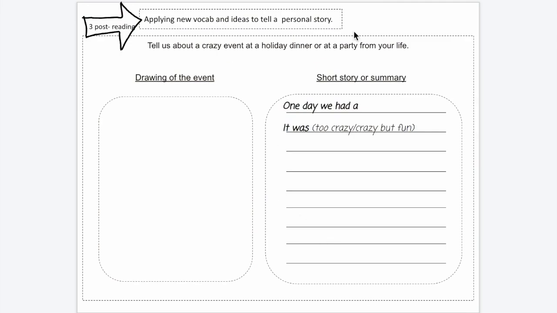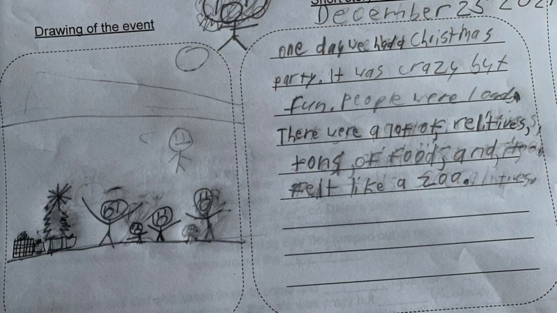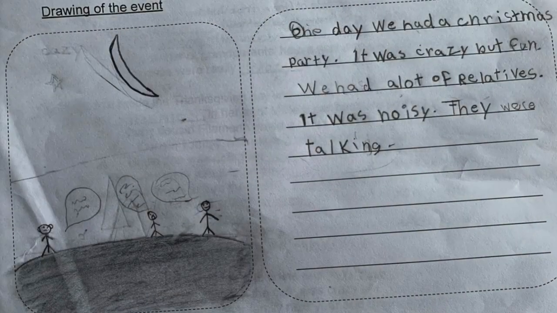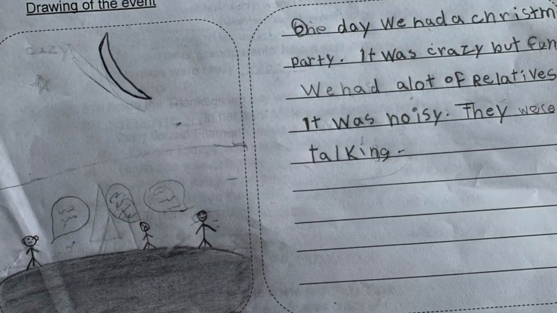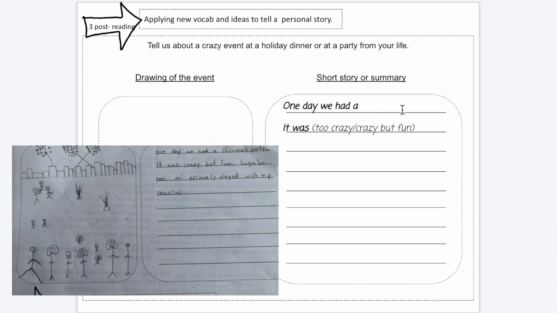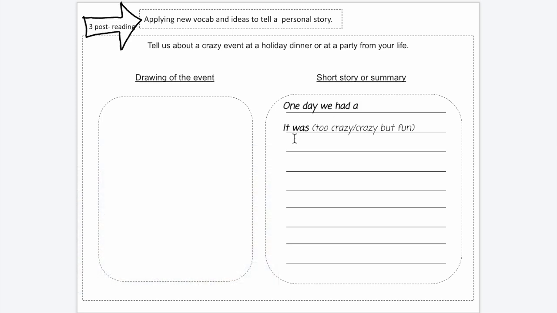And then one more assignment. I wanted them to apply the new vocabulary and ideas to tell a personal story. So I asked them to sketch a crazy event that happened to them, and then gave them a sentence starter: One day we had a, for example, and many of them chose Christmas or a quinceañera or a family dinner. And here I asked them to choose: it was too crazy or crazy but fun. And all of them chose crazy but fun and just wrote a couple of sentences.